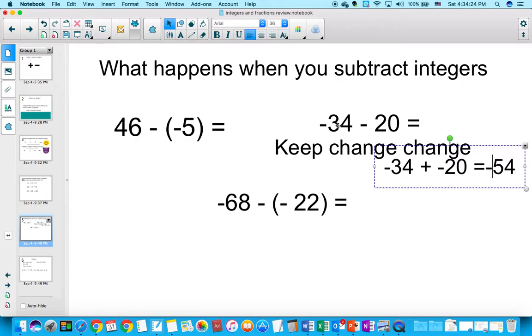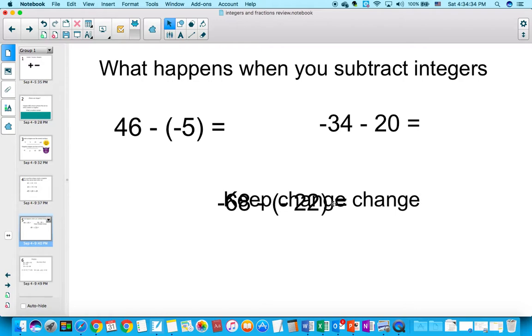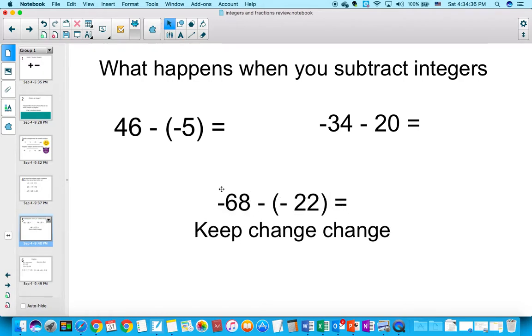So that's the same for this one. You're taking away positive, you're making it more negative, you're making it more evil, and you've made it negative 54. Same with this one, negative 68 minus 22: negative 68 plus negative 22. Solve that one on your own.